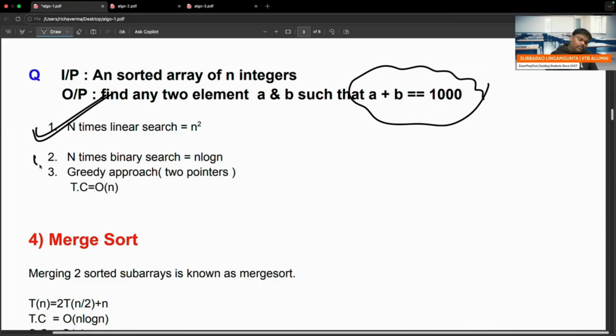Okay, n times binary search you can also do, because it is sorted. So that is n log n. Comparing n square, n log n is better.